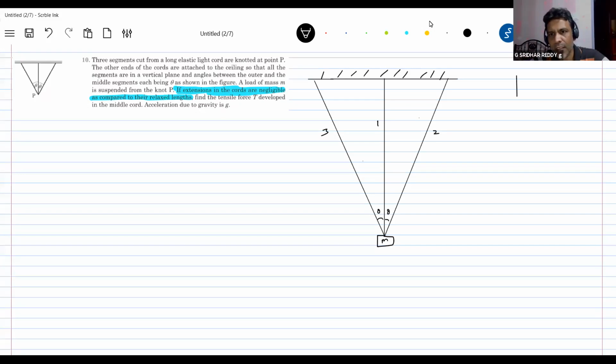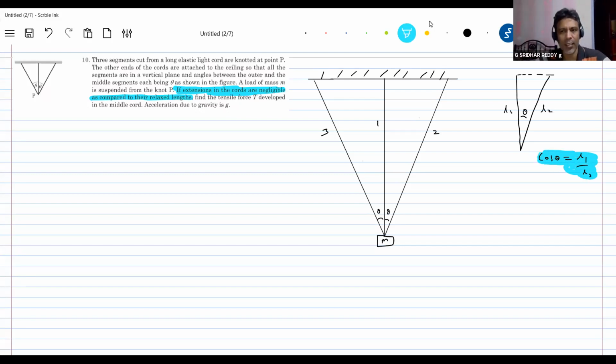So I'll first write this one equation, so that I'll be on the safer side. Let this be L2, let this be L1. This is theta. So what is the equation now? Cos theta equal to L1 by L2. This is the idea of the problem. Without this information, no way we can reach the end answer.